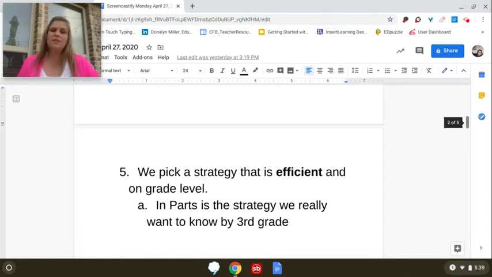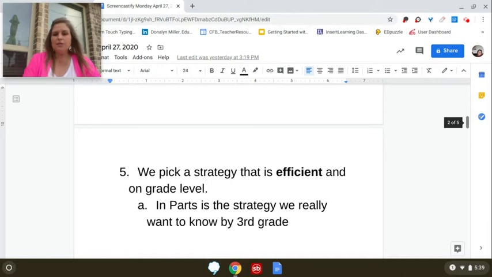So if something that we do is fast, but we don't get the right answer, then it's not considered an efficient strategy. But an efficient strategy that we have been learning and that it's on grade level is our in-part strategy. And that's the one that we want to know by the time we get to 3rd grade.